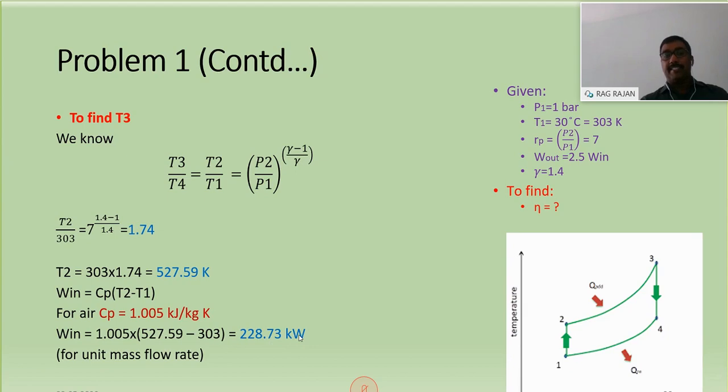I have used the unit as kilowatt because I have considered unit mass flow rate. If you are not considering the mass flow rate, then you can simply put it as kilojoule per kilogram also.